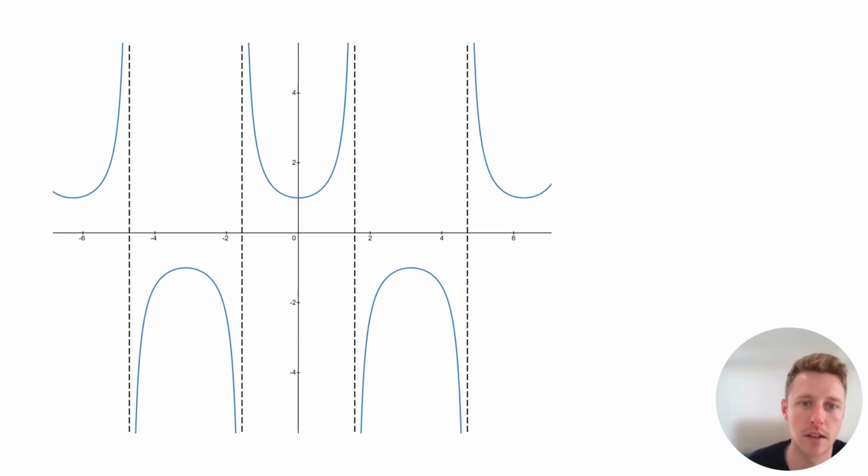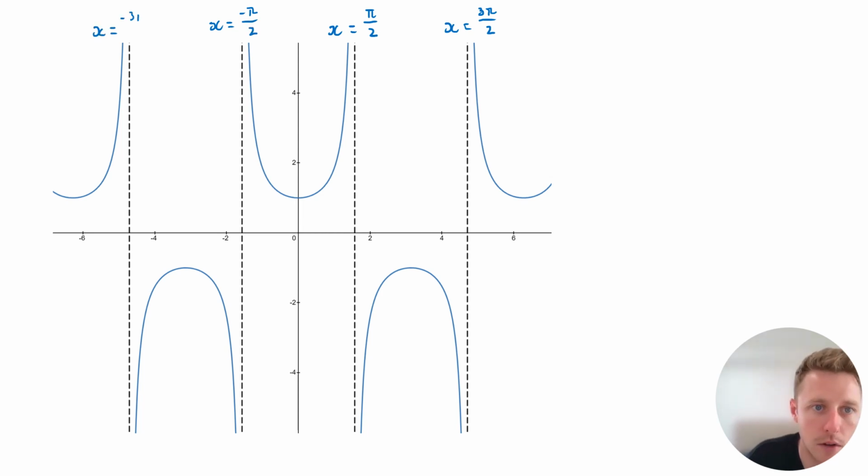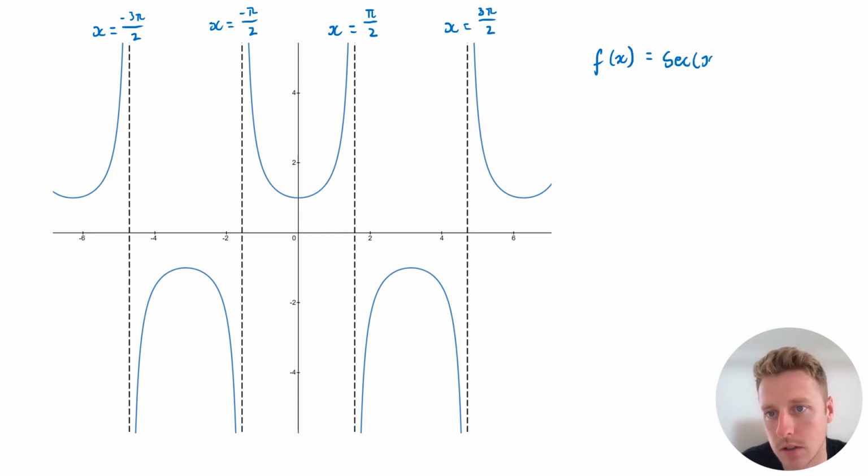So we can sort of start to see that we have this situation here where we've got these asymptotes. Now these asymptotes, as we said, are going to be x equals pi on 2, x equals 3 pi on 2, and it's symmetrical, so x equals -pi on 2, and x equals -3 pi on 2. Okay, so let's define this function. Let's call this function f of x equals secant of x.